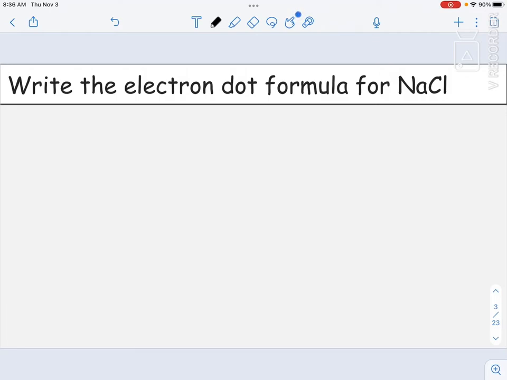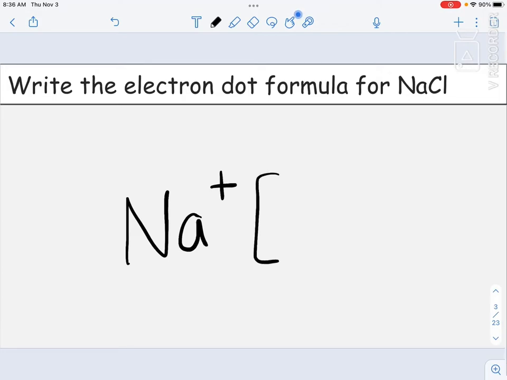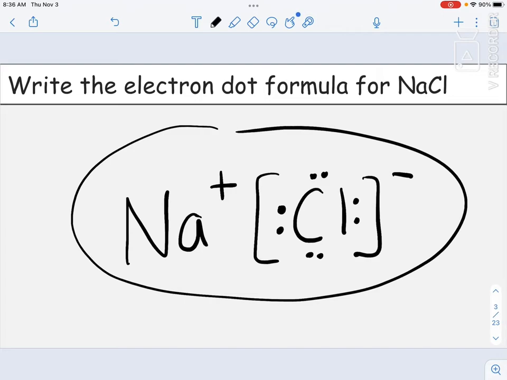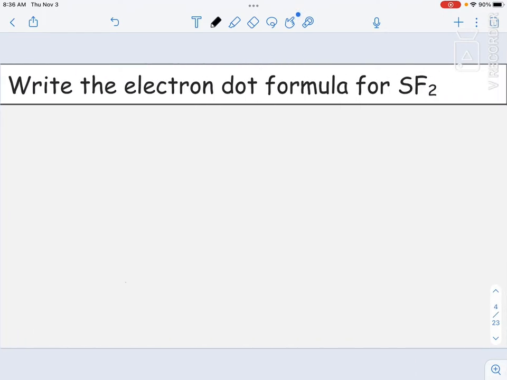Sodium chloride, NaCl, an ionic bond between a metal and a nonmetal. Sodium has 1 valence electron. It's going to lose that. Chlorine is going to take that electron and gain an electron, so it's a negative ion. We complete it by putting 8 electrons around the valence shell. This is the electron dot formula for NaCl, sodium chloride.